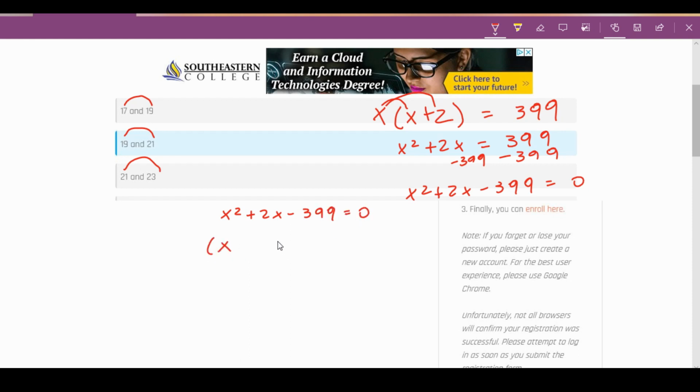Again, this is factorable, so we're going to go ahead and set it up to be factored. I'm going to cheat a little bit since I know what the factors are.